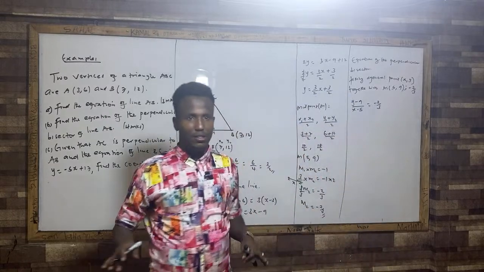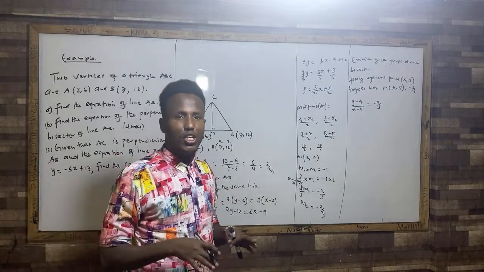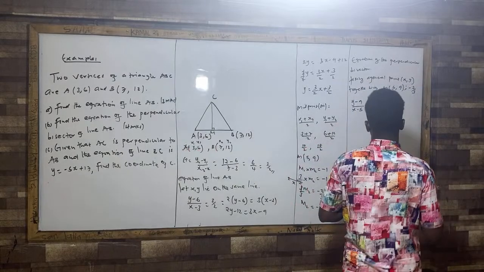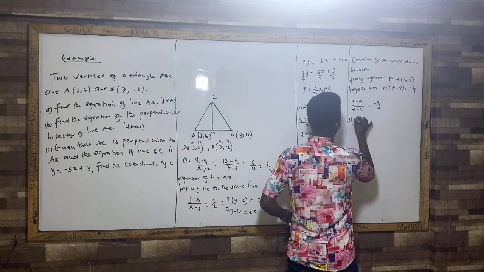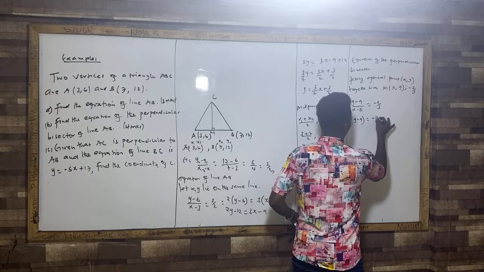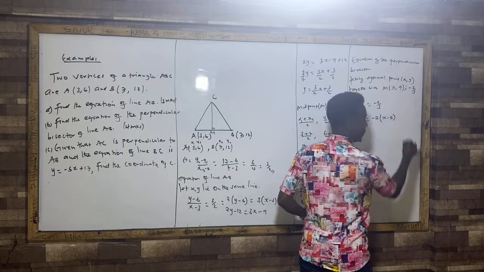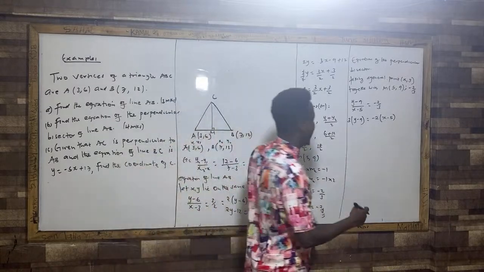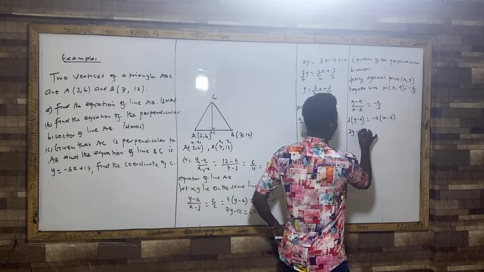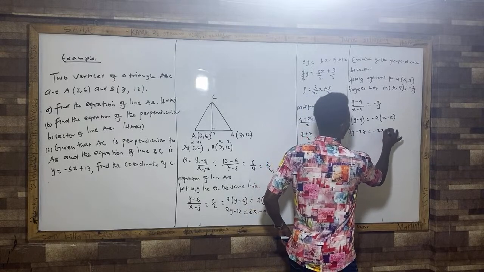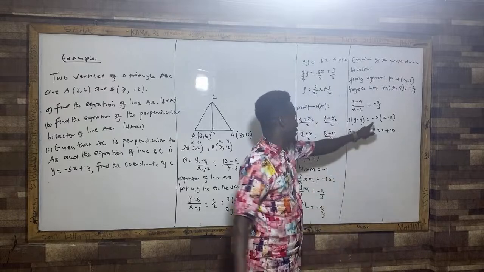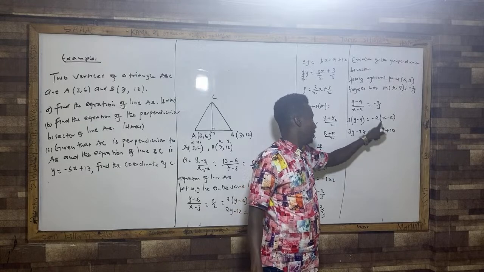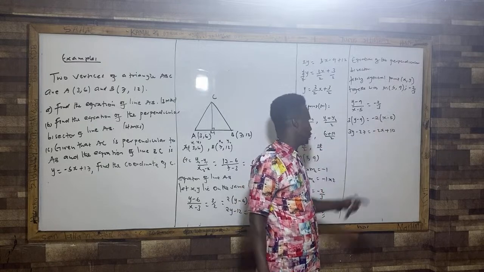Take your time, because this will help you, I'm sure 100%. So I will cross multiply to be 3 into y minus 9 is equal to negative 2 into x minus 5. We are cross multiplying. So it will be 3y minus 27 is equal to negative 2x plus 10, because negative 2 times x is negative 2x, and negative 2 times negative 5 is positive 10.